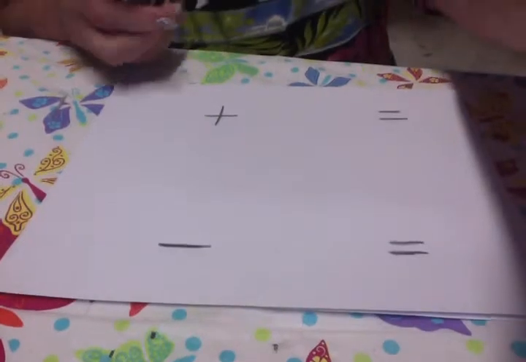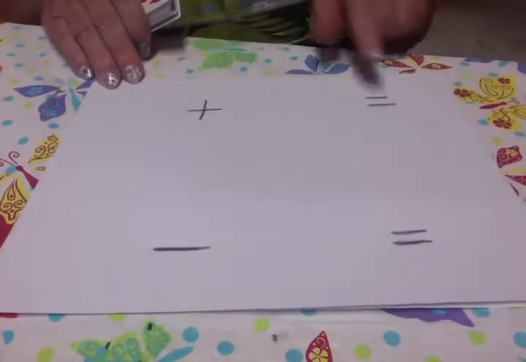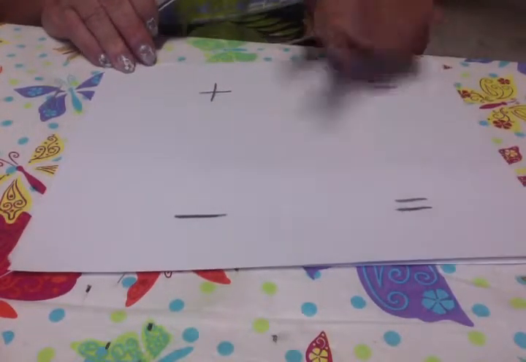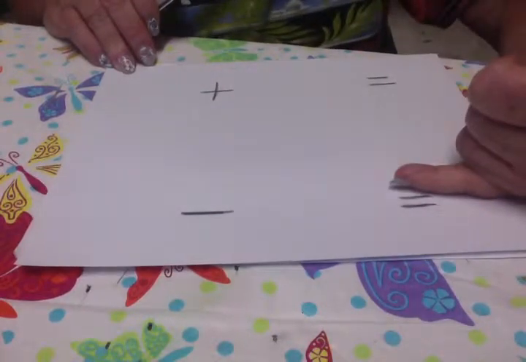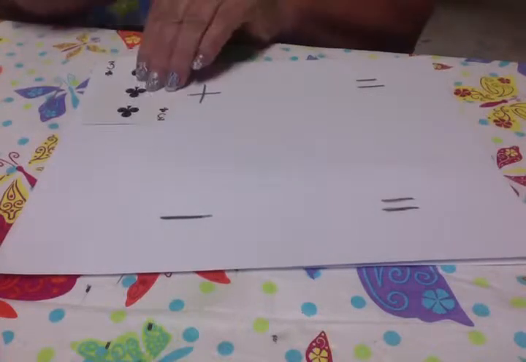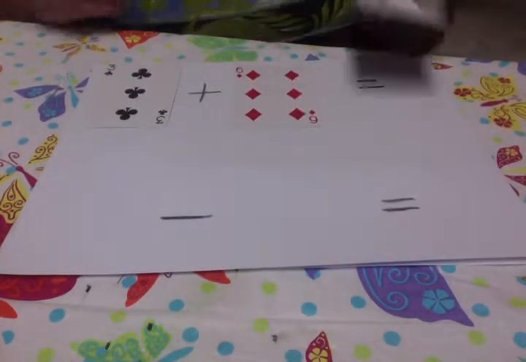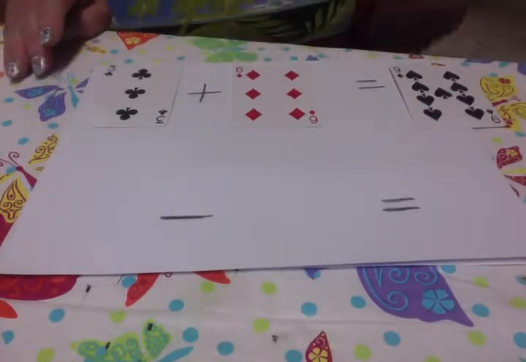And I'm going to use our cards. I made a simple little board. I just put a plus sign, equals, and a negative sign, equals, because addition and subtraction are just opposites. They use the same numbers, and I'll show you what I mean by that. If I have a 3 and a 6, I know that 3 and 6 is 9. So I have 3 numbers here: a 3, a 6, and a 9.